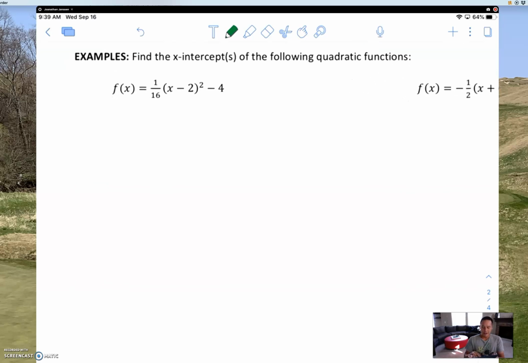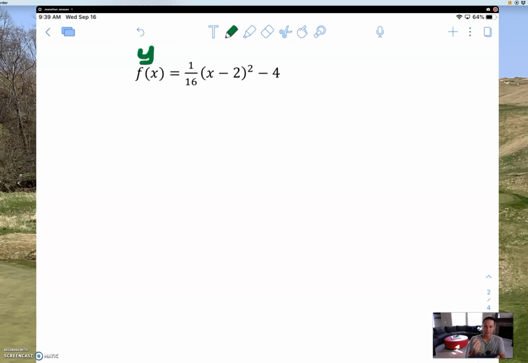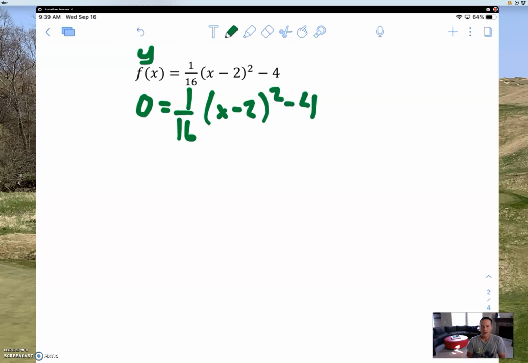So I'm asking you to find the x-intercept of this quadratic function. In order to find an x-intercept, we have to replace y. This f of x is essentially the same thing as y. We have to replace y with 0. So I'm going to do that. So 0 equals 1/16 times (x minus 2) squared minus 4. And now we have to solve for x.